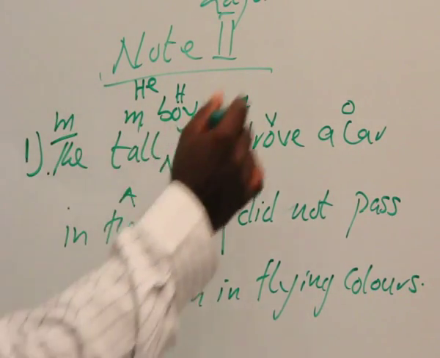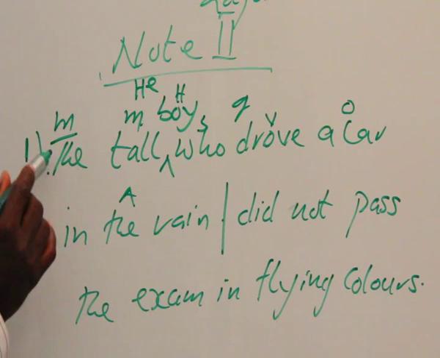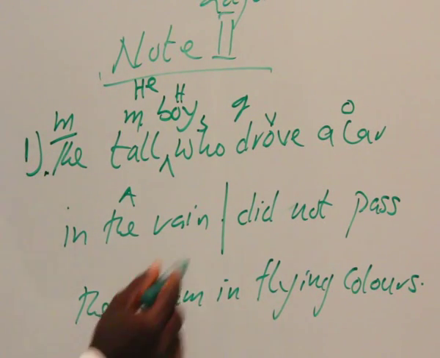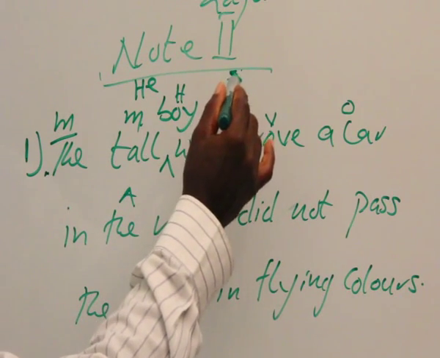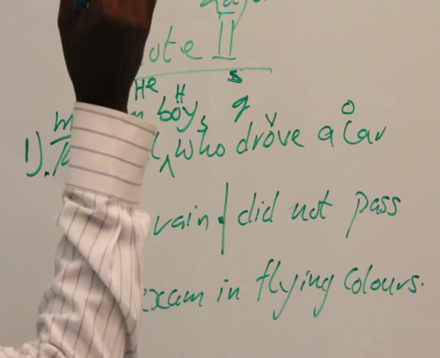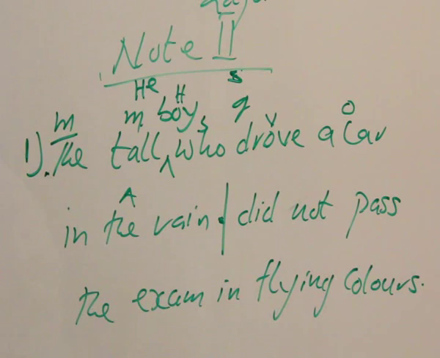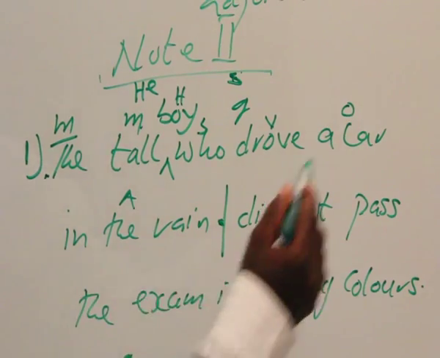But the important thing is that the whole of the structure, from the to rain, the whole of it is a subject. So it has our element. The element we said it has, the S. It has an S now. Okay? Then we leave there and say did not pass.